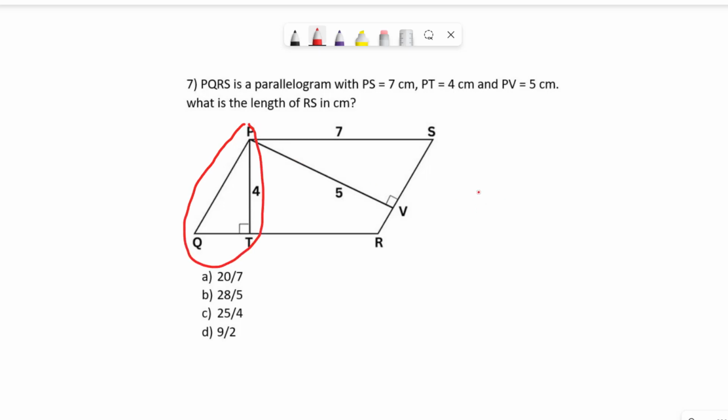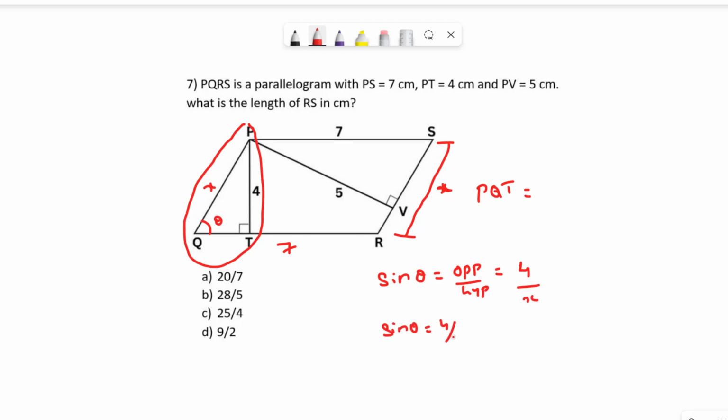So let us take PQT. If this is theta, we know that this is opposite and this is hypotenuse. So sine theta equals opposite by hypotenuse. What is opposite here? Opposite is 4. And in a parallelogram, this side and this side are equal, and this side and this side are equal. So this is also 7 here. I don't know the value of PQ, so this will also be equal to X. So hypotenuse is X.